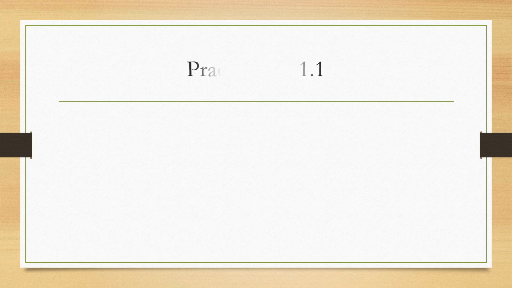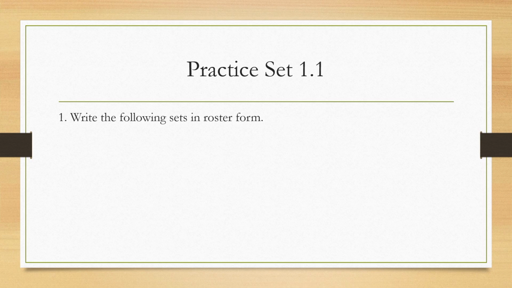Now, let us solve practice set 1.1. First, write the following sets in roster form. Roster form means listing method. First, the set of even natural numbers. How to write the set of even natural numbers in roster form or listing method? You can take any name for the set. I have taken E. You can take any variable, but it is necessary to write the elements of the set.